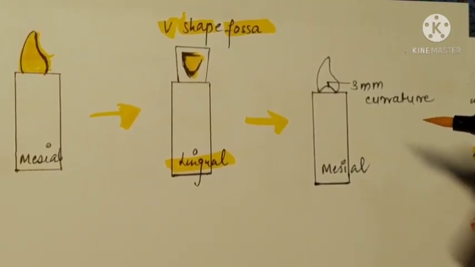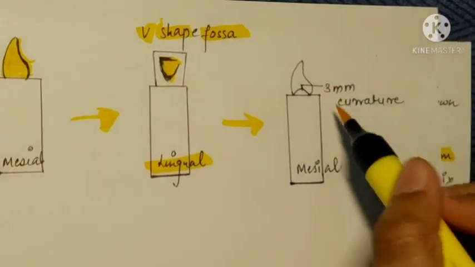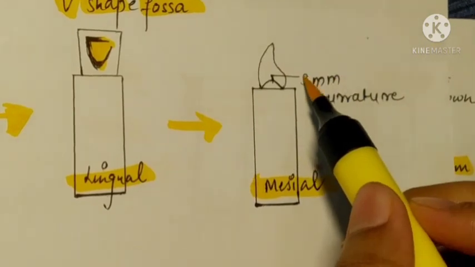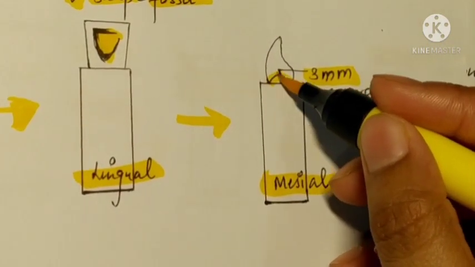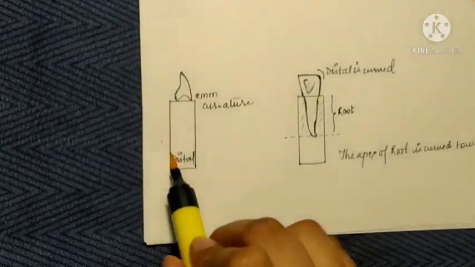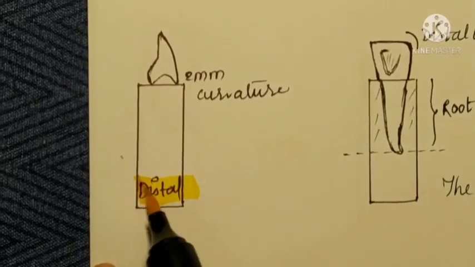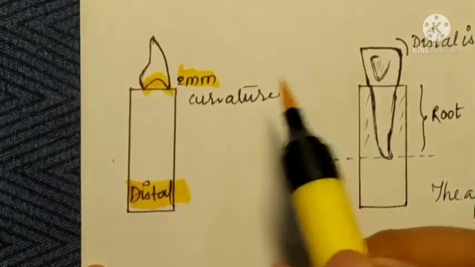So here the curvature at the mesial side is more than the distal side. Here the curvature at the mesial side is 3 mm. And when we move to our distal side, this is our distal side, and here the curvature is 2 mm. This is our curvature. We have to mark them well.